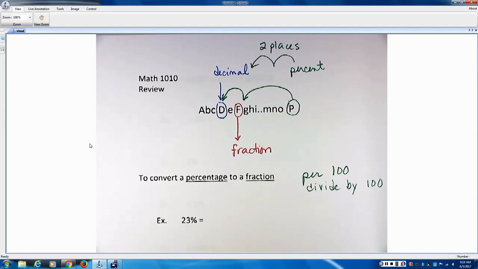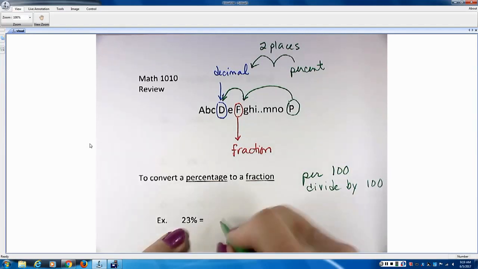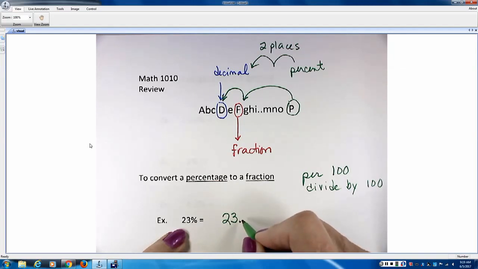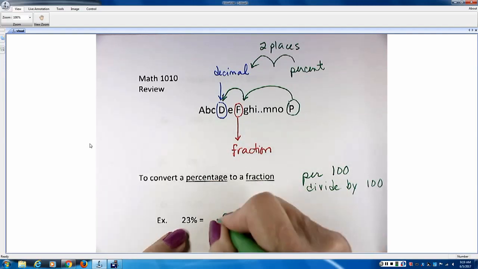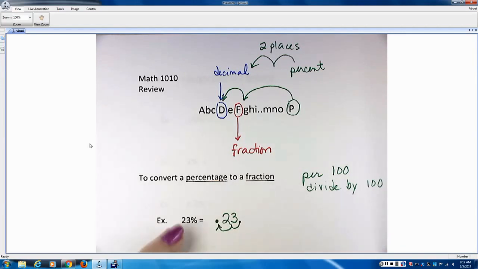So for example, to convert 23%, you take the 23, skip the percent, and replace it with a temporary decimal. Move it 2 places to the left, and that's where the decimal goes. You trade out the percent sign with a decimal, then you move the decimal 2 places to the left. Because P comes after D, you have to go back 2 places to get to decimal.